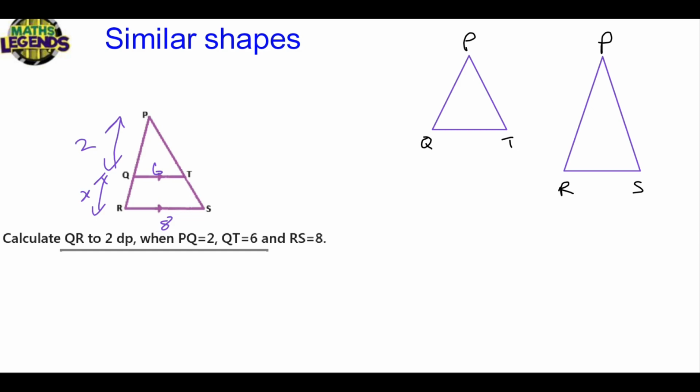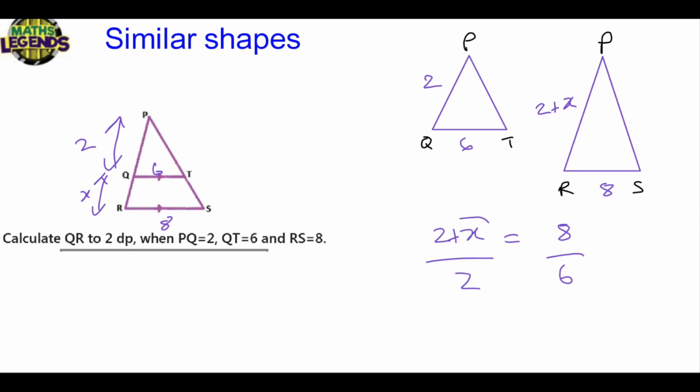Then we copy across the information into here. So here we have P to Q was 2. P to R we know, but it's now 2 plus X. QT is 6. RS is 8. So we write the corresponding sides over each other. So for example here, RS corresponds to QT in this triangle. So we write 8 over 6. And then we use the other corresponding sides, so 2 plus X and 2 on the other side, as so.